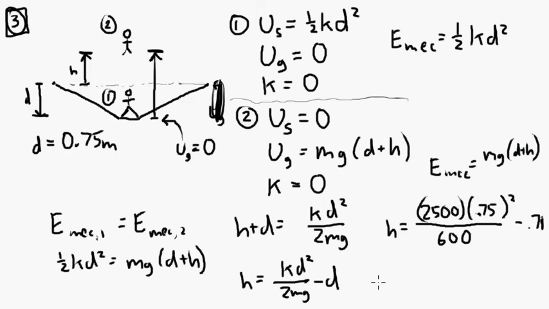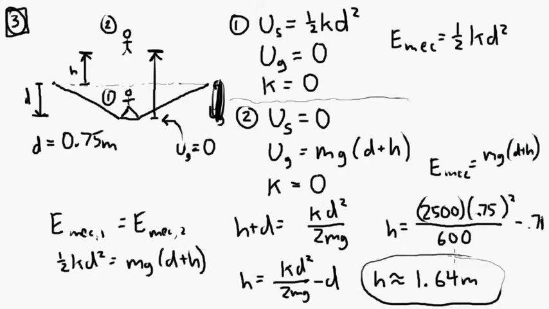People were telling me they were getting this term coming out to be like 2.39, which I guess I can kind of see. So I'm going to say the height was 2.39 minus this 0.75, which is 1.64. So I think the height he goes above the rest position of the trampoline is going to be about 1.64 meters. Can't swear to that, but I'm pretty sure that's what it is.